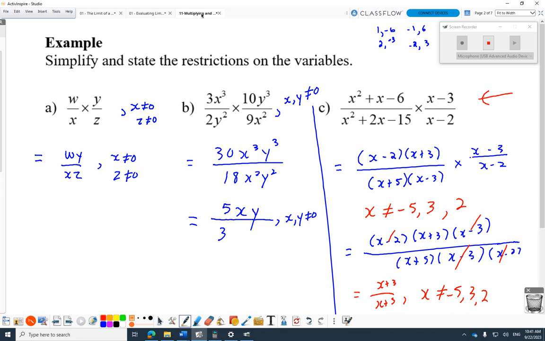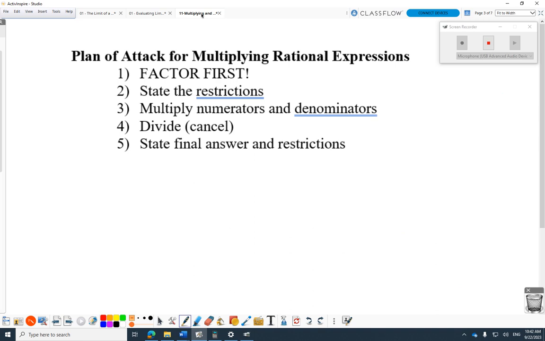All right, any questions about C? Okay, there's a definite procedure here. Factor, restrictions, cancel. Every single time. Factor, restrictions, cancel. In this case, I was multiplying, so I needed numerator times numerator and denominator times denominator. So there it is. Plan of attack for multiplying rational functions, expressions.